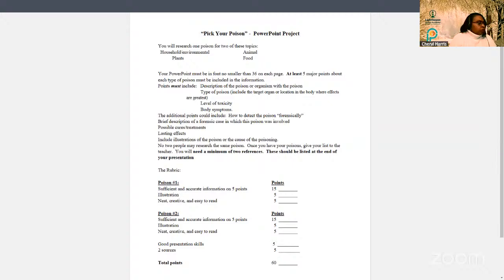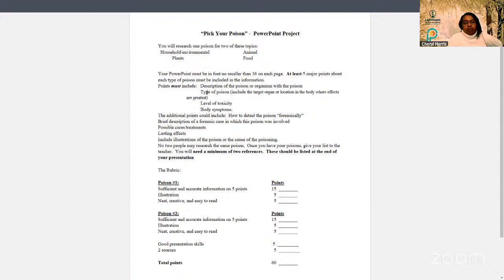I just wanted to go over the rubric with you again. Before you submit your project, so that you can get full points, make sure that you have checked the rubric to make sure you've done everything that you need to and you didn't just give away your grade. You have picked your topic, either household or environmental, plant, animal, or food. You picked two of those. And when you looked that up, you found a poison underneath one of those headings or two of those headings. Number one says sufficient and accurate information on 5 points.